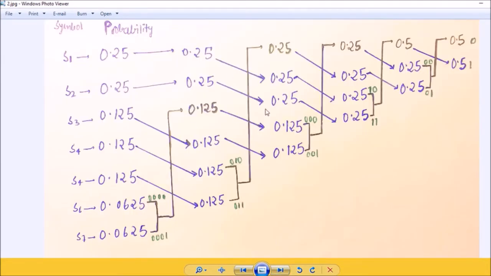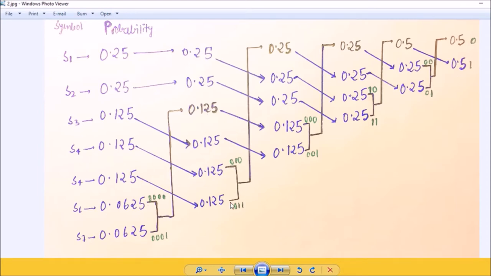Now let us see this table, okay? Write symbols like S1, S2, S3, S4, S5, S6, S7 and write the probabilities in decreasing order: 0.25, 0.25, 0.125, 0.125, 0.125, 0.065, 0.065, okay? Now add the last two. Add the last two digits. Write the sum above, and the other numbers slide down.